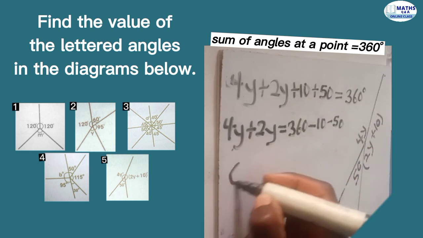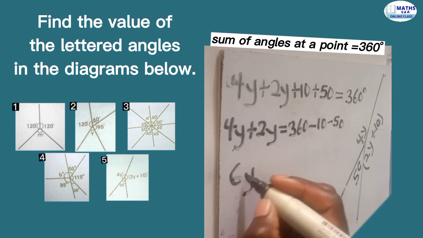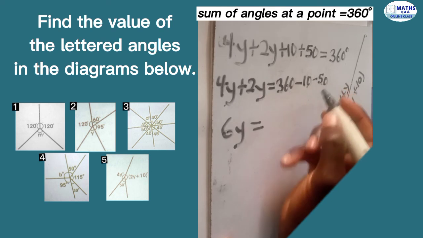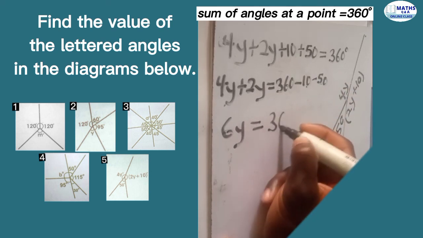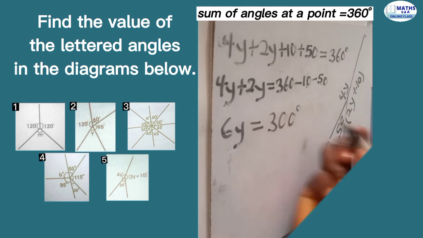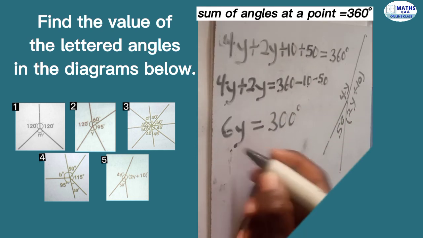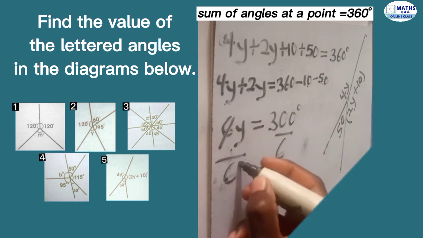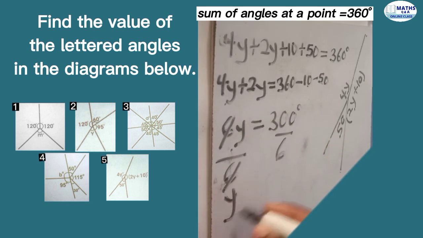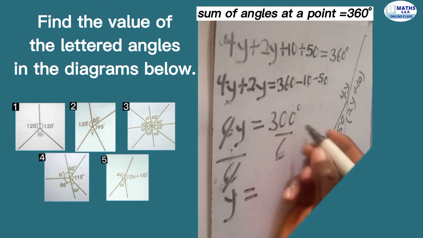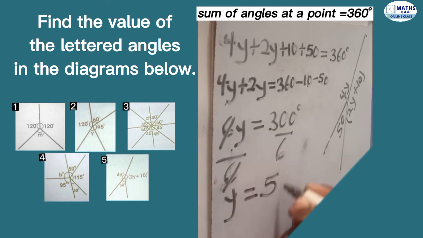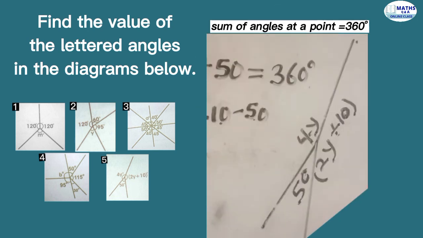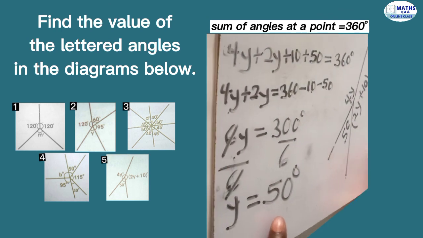4y plus 2y is what? We have 6y. And that one is equal to 360 minus 10 minus 50 is what? 300. So we have 300 degrees here. Now we want y. We don't want 6y. So we divide both sides by 6, right? So 6 can divide 6. Left with what? Y equal to 300 divided by 6 give us what? 50. So we have 50 degrees left here. Now the value for y in this figure is what? 50 degrees.